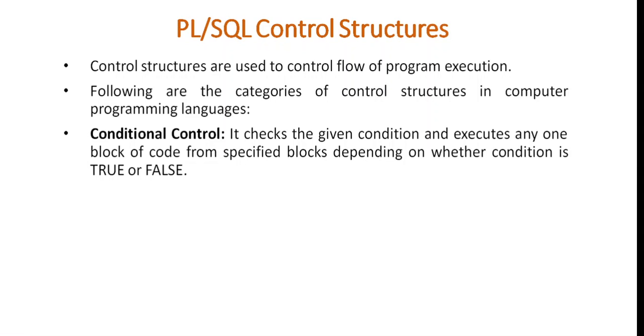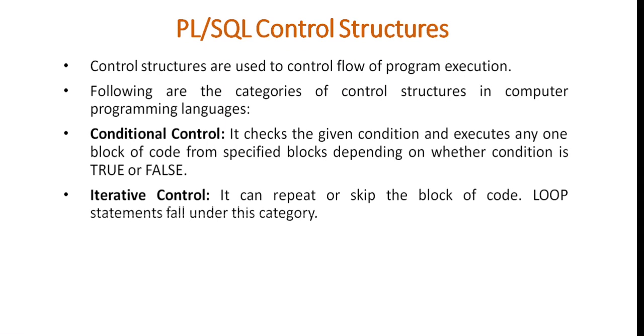In our program, if we have different blocks of code and want to execute them, then we can check some condition to execute each block of code. So these are conditional control statements, which execute code by checking some condition. Then we have the iterative type of control statement, which is used to repeat or skip a block of code. All loop statements fall under this category: for loop, do while loop. So these are the types of iterative control statement.